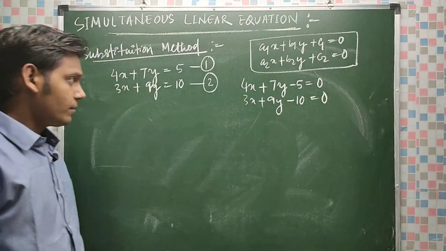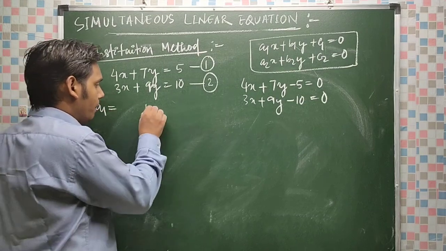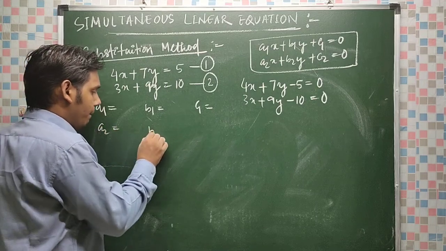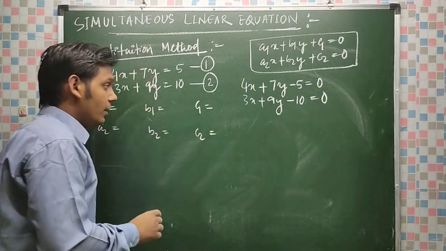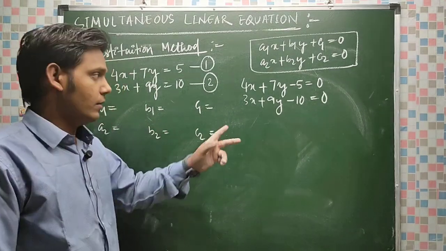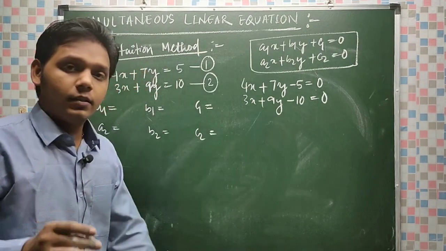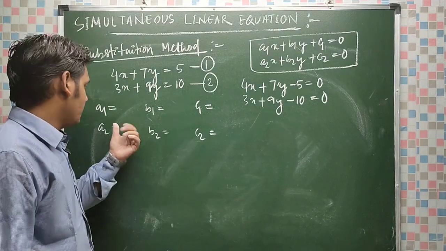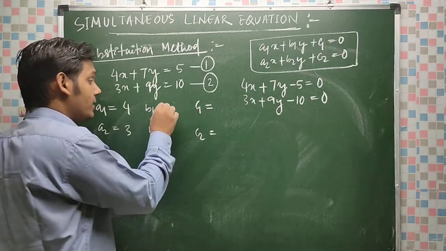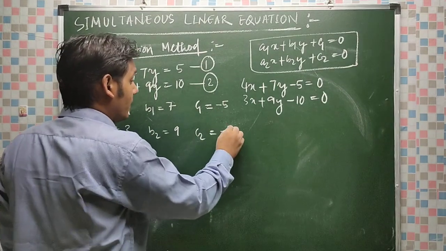Now what you have to do? You have to write a1, b1 and c1. Now a2, b2 and c2. And here, no condition, you can solve any type of equation by using this method. More you will learn about simultaneous linear equations in class 9. So see here, a1, b1, c1. a1 is 4, a2 is 3, b1 is 7, b2 is 9, c1 is minus 5, c2 is minus 10.